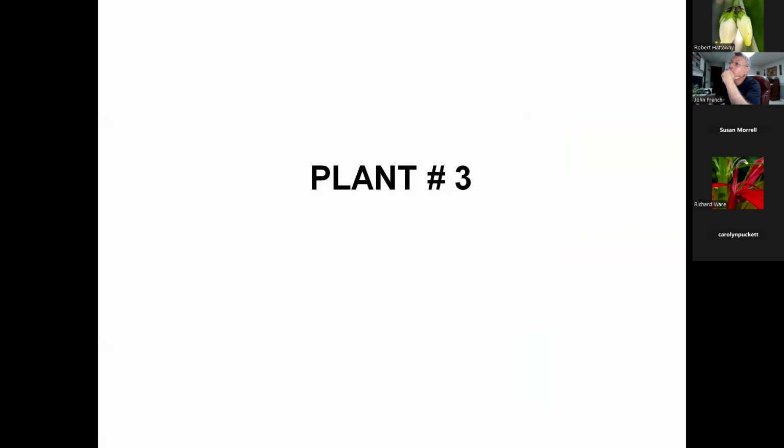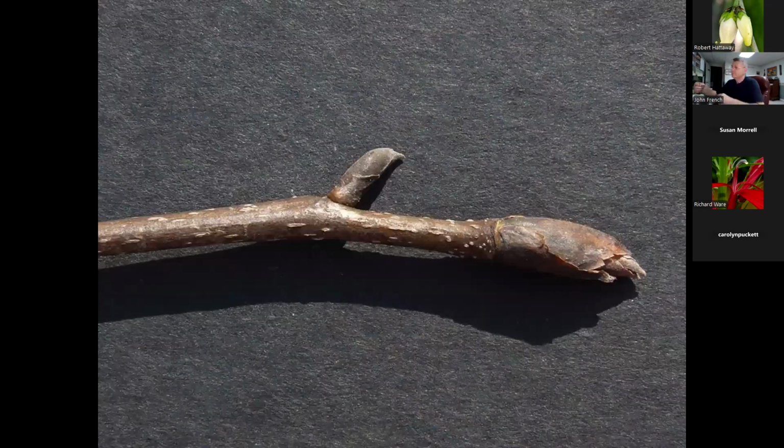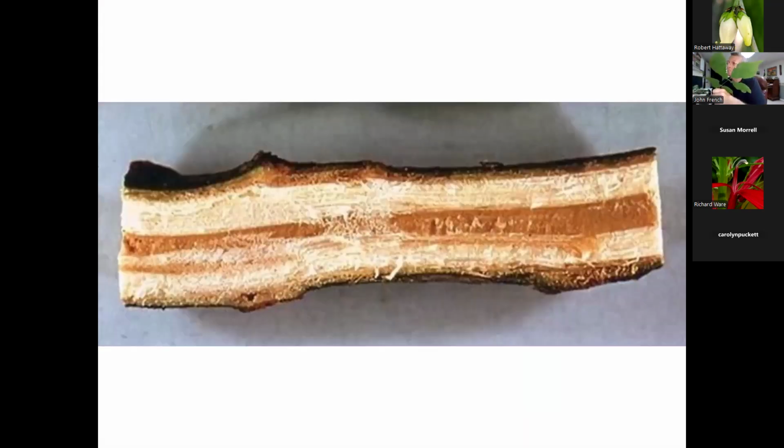All right, number 3. This is kind of difficult, I guess. Here's a leaf picture. This is from my yard, by the way. This is a twig picture. This is a picture of the pith. I had to get this off the internet. I didn't have a picture of the pith.